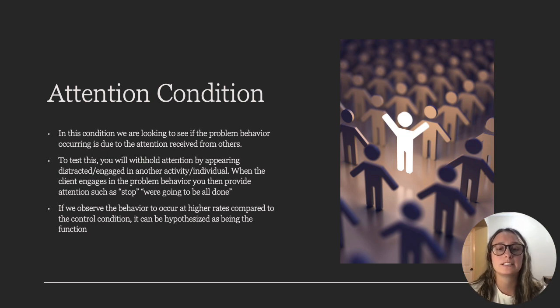And so once the client begins to engage in the problem behavior, we are going to provide attention in the form of, like, don't do that, if they're climbing up on the table, or telling them to stop or you're going to hurt somebody, and seeing what their reaction is. Because if we observe the behavior to occur at a higher rate when that attention is provided, we can hypothesize or assume that that behavior is maintained by attention.